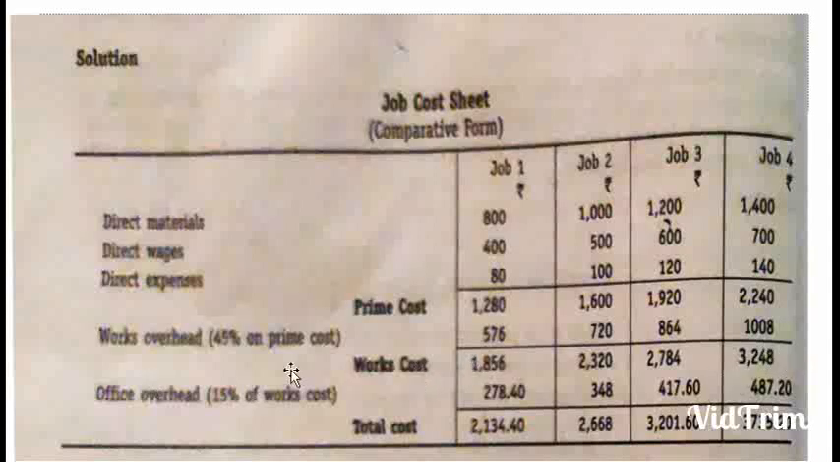So after finding works cost, you have one more adjustment along with the statement. What is it? Works overhead is 45% of prime cost, and office overhead is 15% on works cost. Yes. First, you add your direct materials, you get your prime cost, then you have your works overhead. When you add your works overhead, you will get works cost.